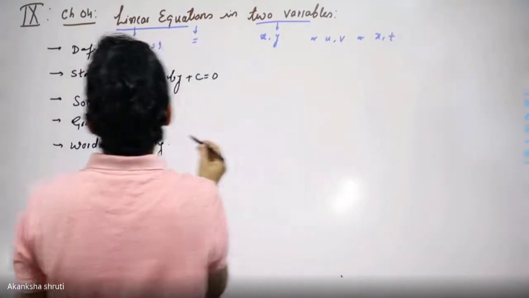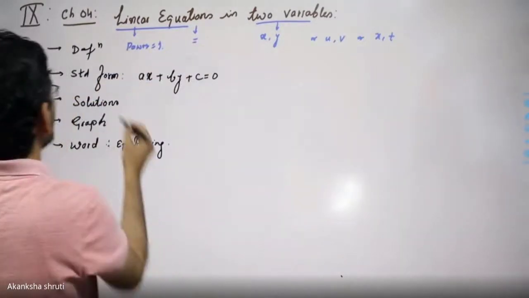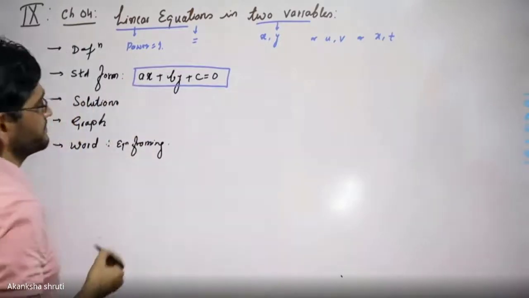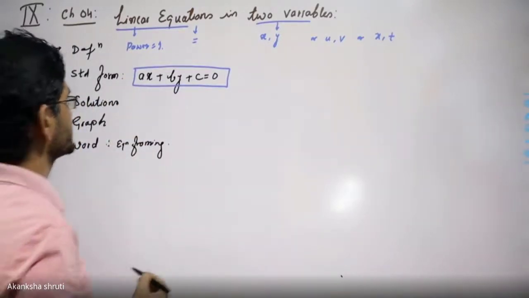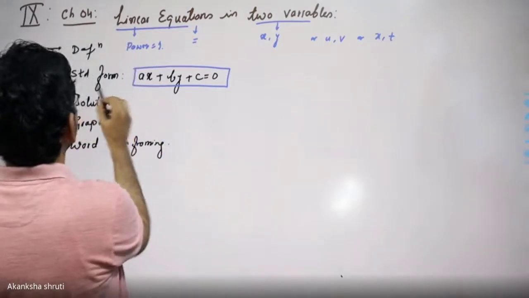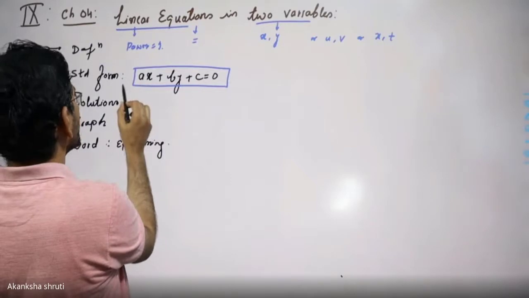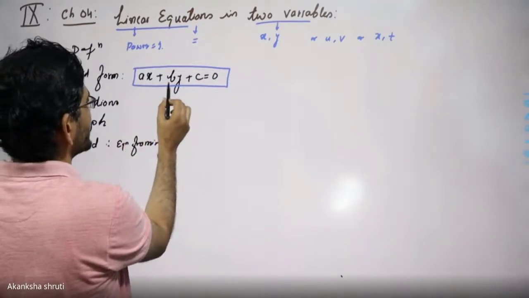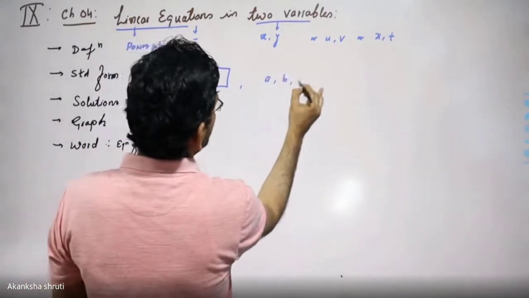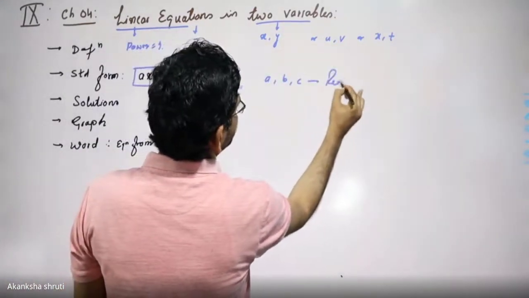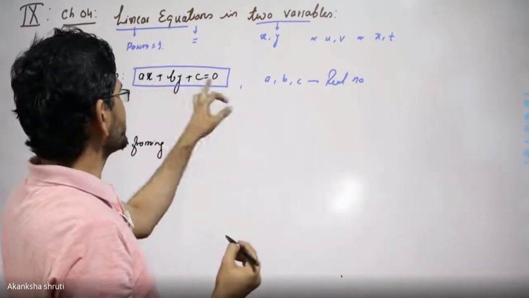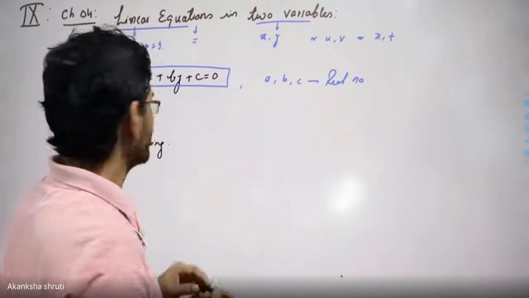Okay, students? So considering this, the general form of a linear equation in two variables is ax plus by plus c equals 0. Students, the standard form or the general form of a linear equation in two variables is ax plus by plus c equals 0. Here a, b, c are real numbers. If any of a or b becomes 0, it will turn into a linear equation in one variable.